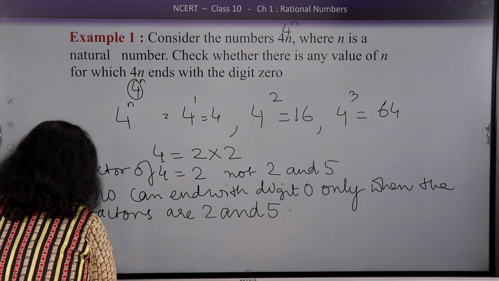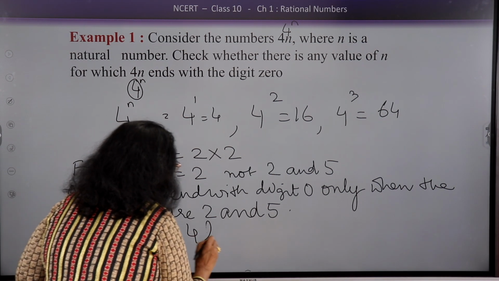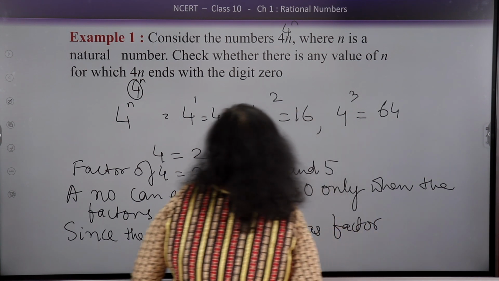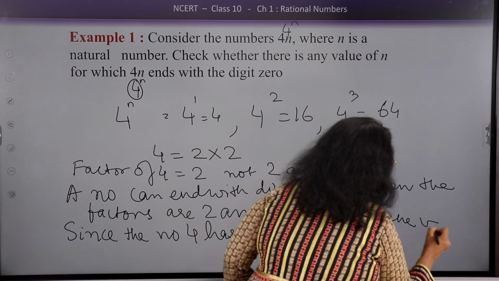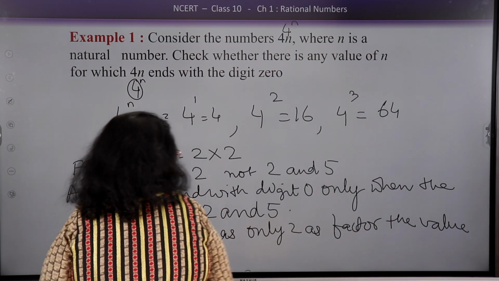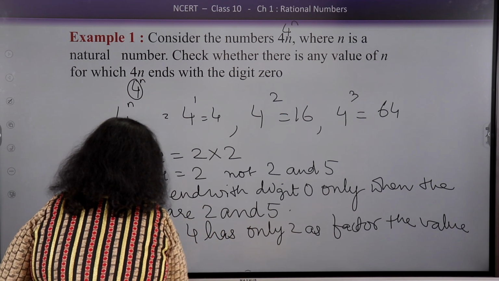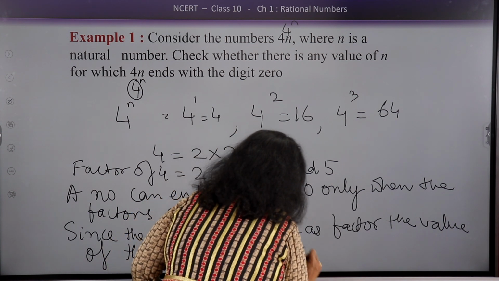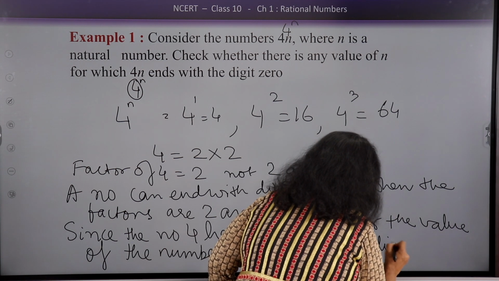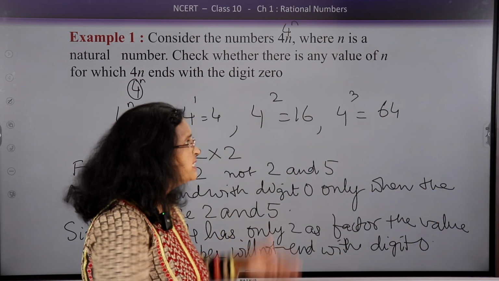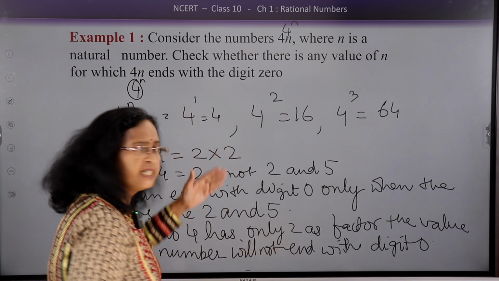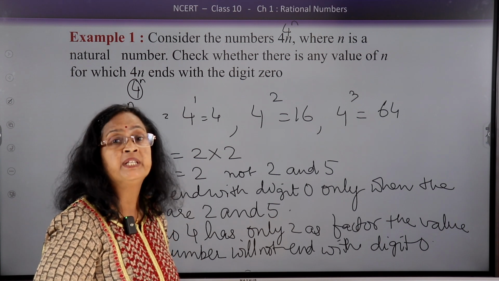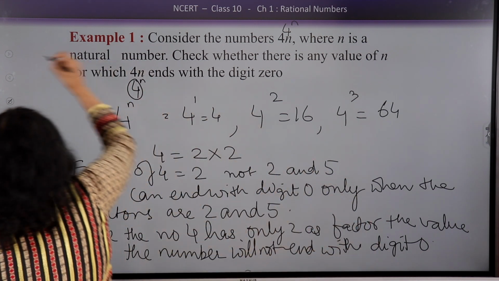Since, after writing this, you will write, since the number 4 has only 2 as factor, the value of the number will not end with digit 0. Okay, children? So this is the way you answer. Alright? So now it is absolutely clear. So only if it has factors 2 and 5, the value of the number will end with the digit 0. Alright? Now let us move to the next example.